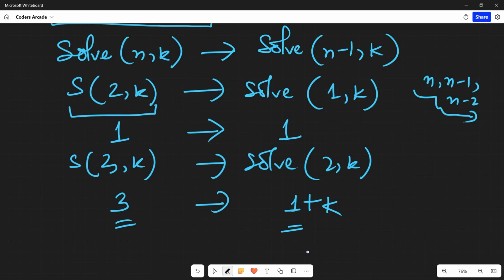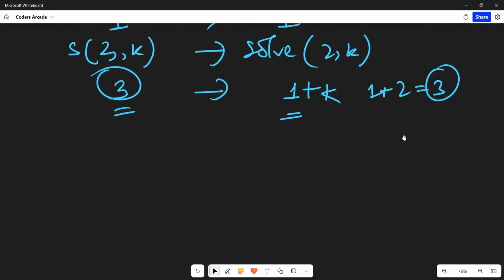Yes. What is the value of k? The k value given is 2, right? So 1 plus 2 becomes 3. Now this 3 is equivalent to this 3, right? So they are related. I will tell you why I'm adding the k. Don't worry about that. Let's try to relate the other ones. Then we will try to analyze this. Okay.